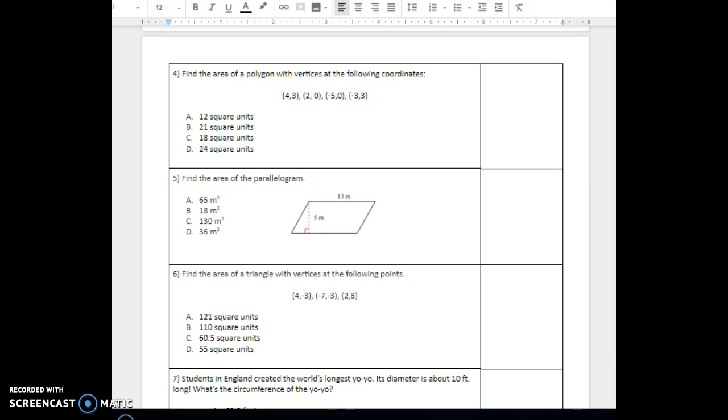Question 6. Find the area of a triangle with vertices at the following points: 4, -3; -7, -3; 2, 8. A. 121 square units, B. 110 square units, C. 60.5 square units, D. 55 square units.